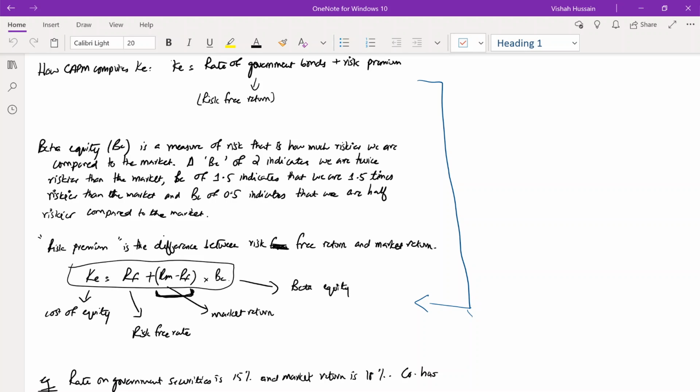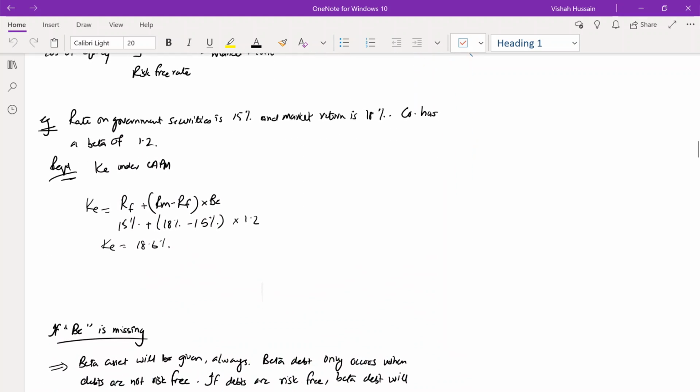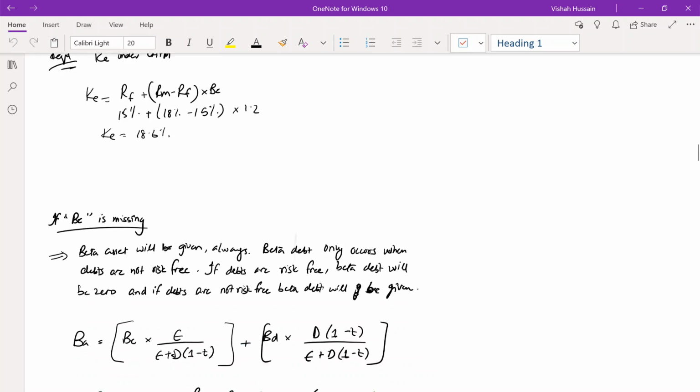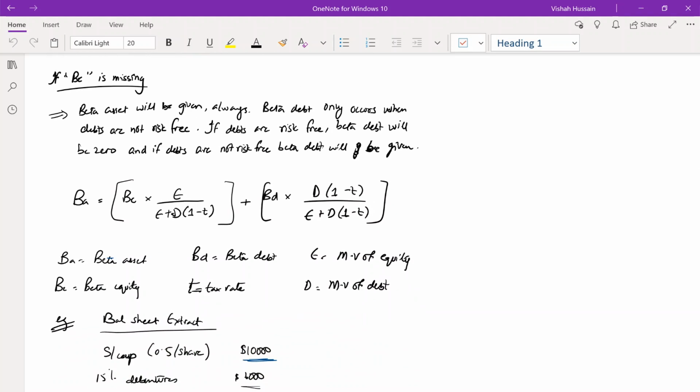Then we have beta equity, which is a measure of risk that tells us how much riskier our company is as compared to the market. Here is one example where I have solved it to show you how I compute KE under CAPM. Now, if beta equity is missing, what needs to be done then? In case beta equity is missing, then you are going to use the beta asset that will be given in the question.